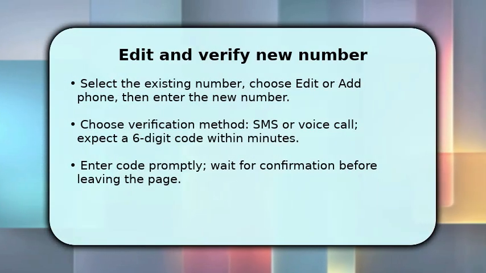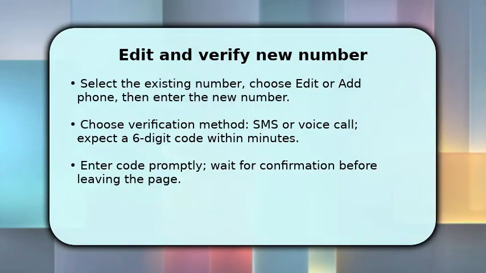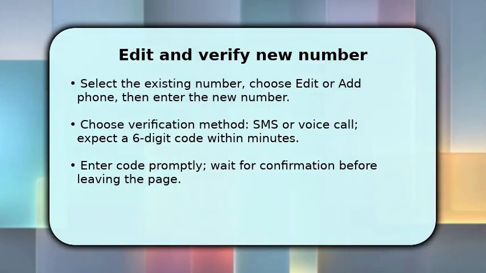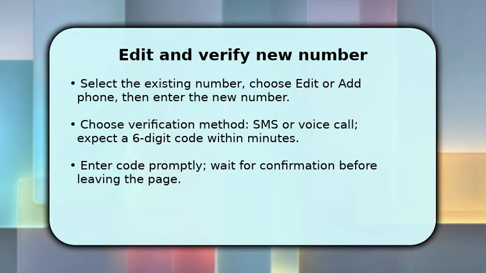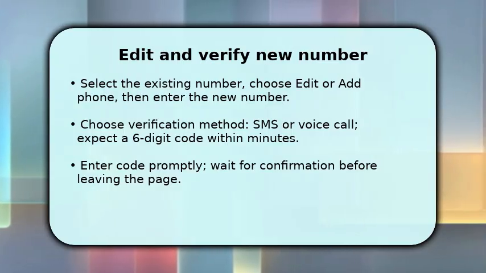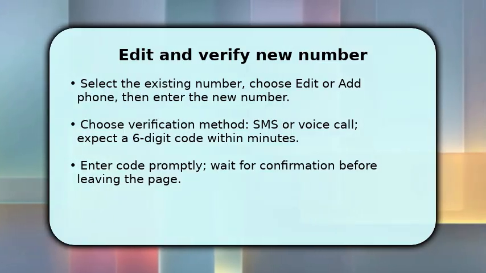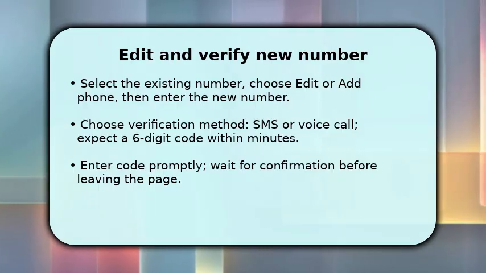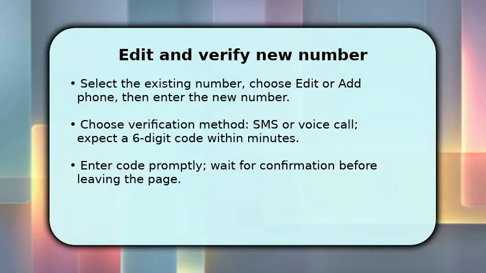Next, select the phone entry and pick Edit or Add Phone, then type the new number exactly with country code. Once entered, choose SMS or voice call as your verification method. Google will send a 6-digit code to that device. You must enter the code on the Google page. Do this promptly because codes expire.